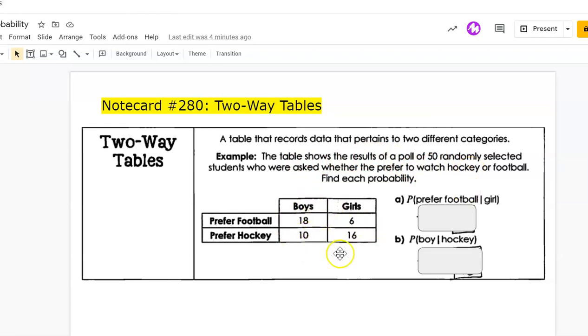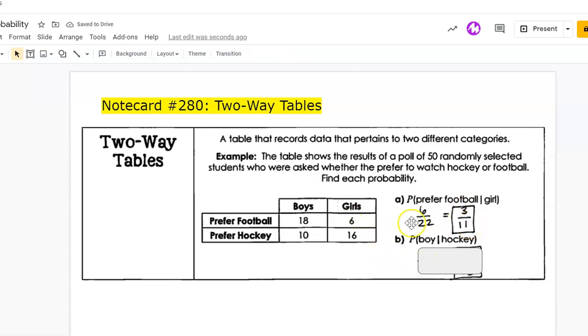So you had 50 students that were asked. All of these will add to 50. 18 boys said football, 6 girls said football, 10 boys said hockey, 16 girls said hockey. So using the two-way table, what's the probability that they prefer football given that they're a girl? Using the formula, that would be the probability that they prefer football and they're a girl, so that would be 6 out of the probability that they're a girl, and that's out of 22. So it'd be 6 out of 22, which would be 3/11 because it would reduce.